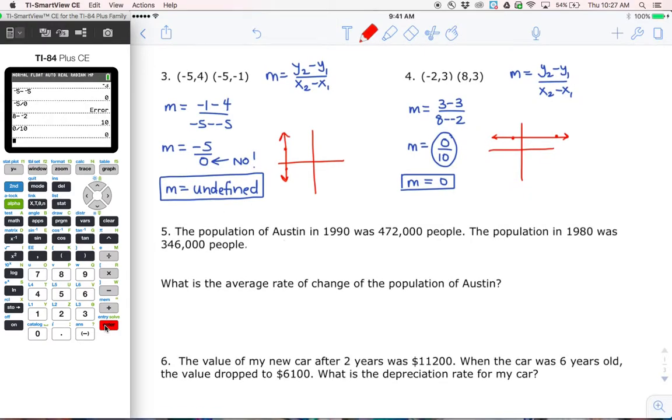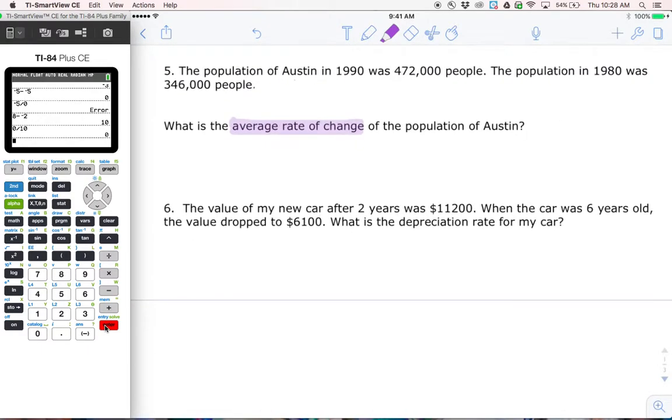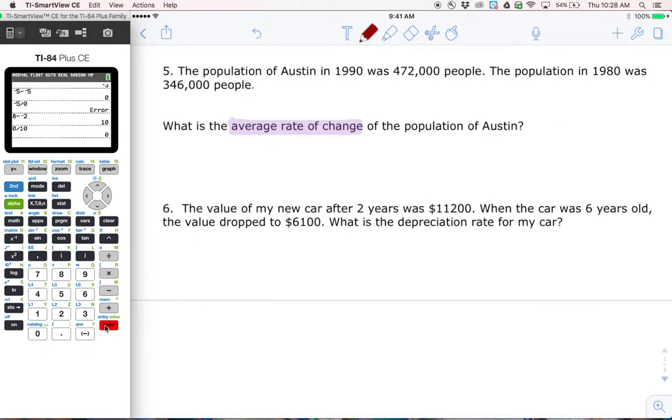Last 2 problems on the notes today, we're actually starting to deal with word problems. There are a couple of key ideas here, and that is to understand what they're going to say when they're asking you about the slope in a word problem, because they don't say the word slope. In this problem, they say average rate of change. So we need to understand that when they're talking about average rate of change, they're really talking about slope.